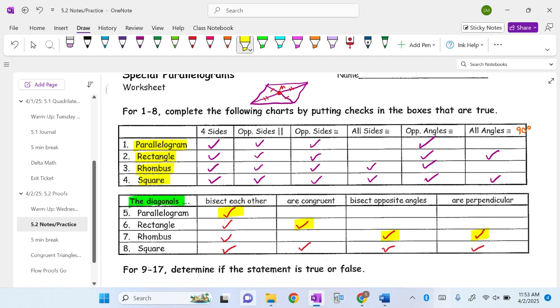So if we're looking at the top one, we just have to remember parallelogram has 4 sides. All of them have the same thing. Parallelogram has opposite sides that are parallel. Parallelogram has opposite sides that are congruent. Rhombus has all congruent sides. Parallelogram has opposite angles that are congruent. And all angles are congruent for a rectangle. So all the highlighted check marks that I checked off, those are the highest shapes in the hierarchy that have that distinct feature. Any other shape below it in the hierarchy has that exact same feature.